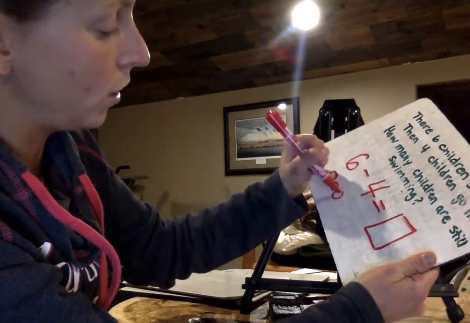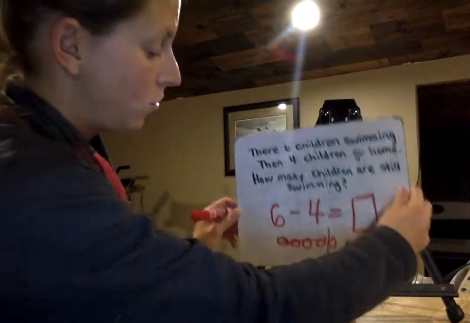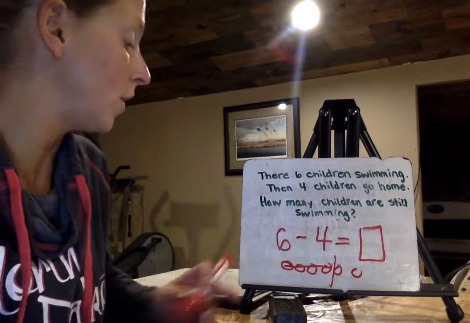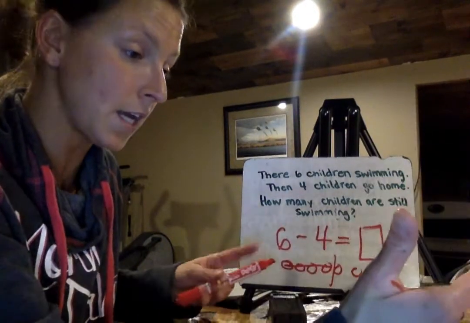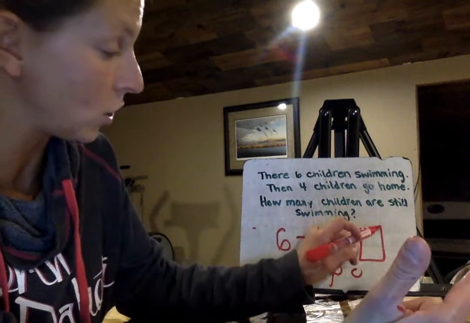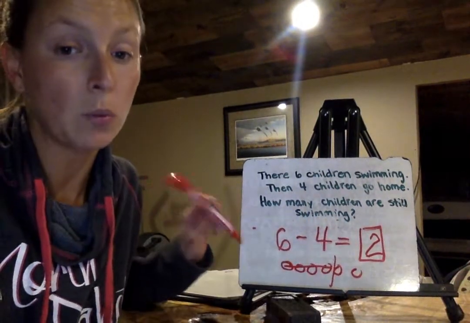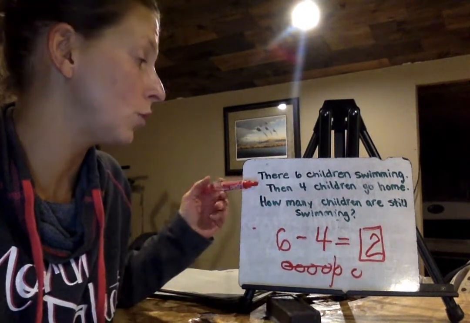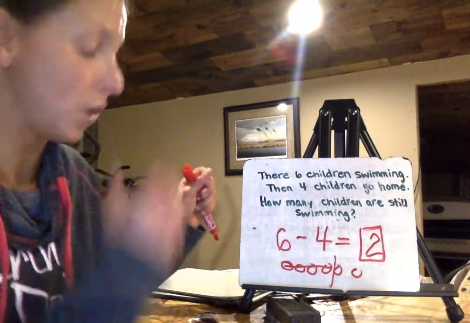1, 2, 3, 4, 5, 6. Take away 4 is 2. Or you can practice counting on, saying, I took away 4, 5, 6. Stop at 6 because that's our total. And I have 2. And 2 seems like a reasonable answer.